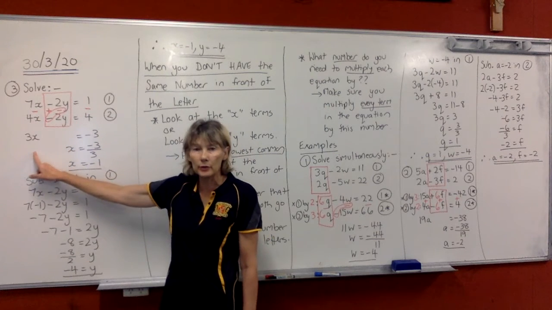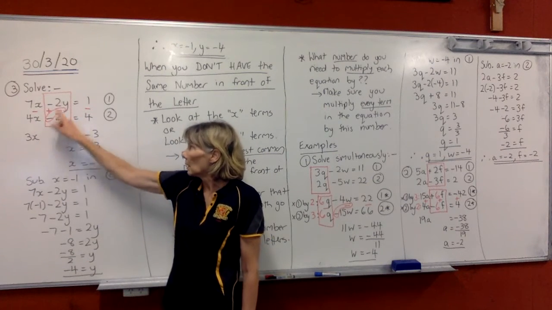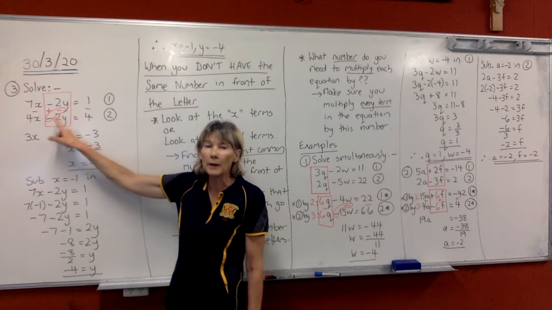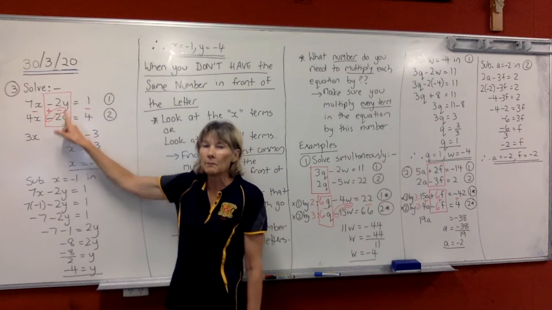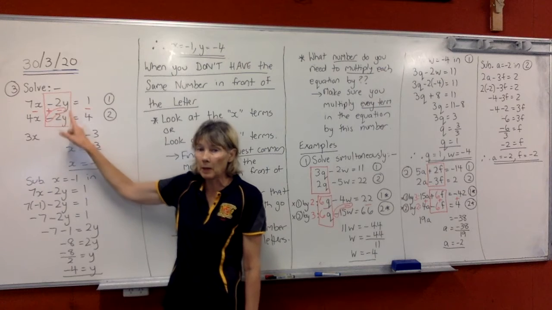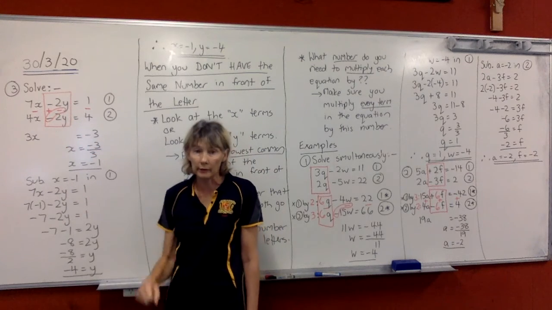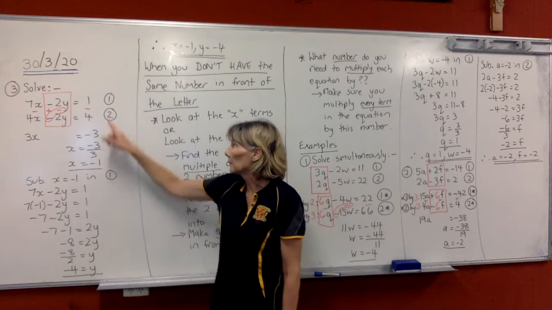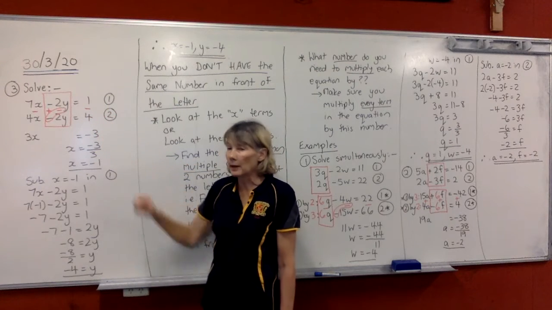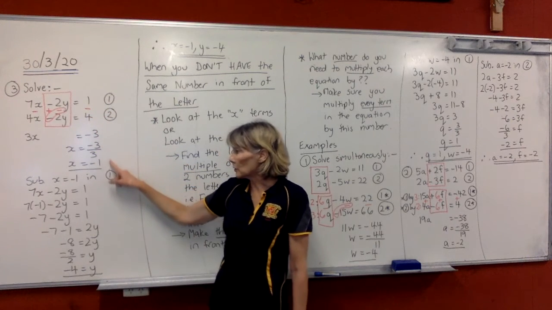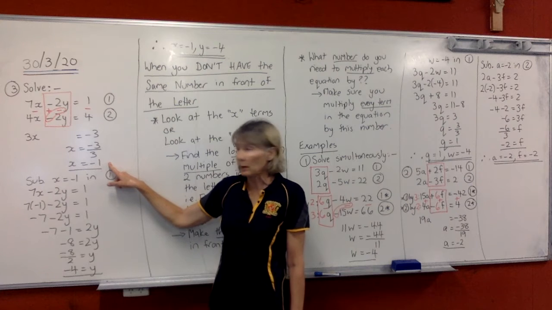7x minus 4x gives you 3x. Minus 2y minus 2y is minus 2y plus 2y. That gives you nothing. Don't write anything there. 1 minus 4 gives you minus 3. Then when we continue to solve it, we get x equals minus 1.